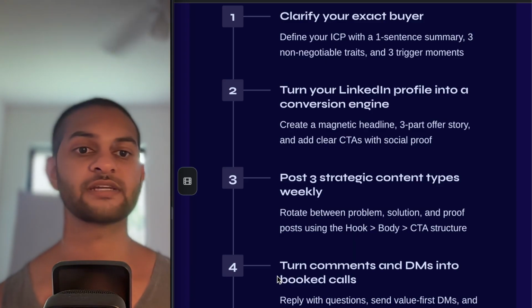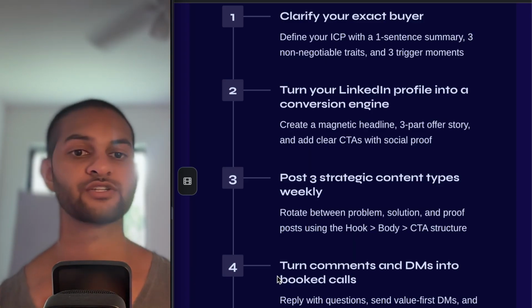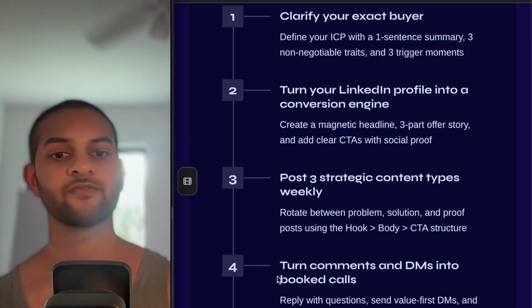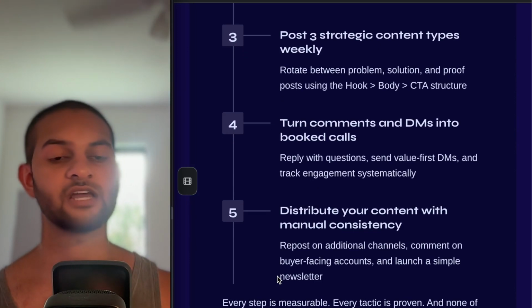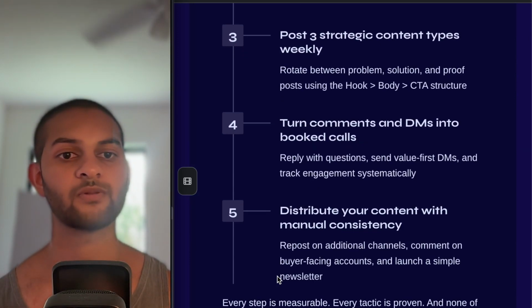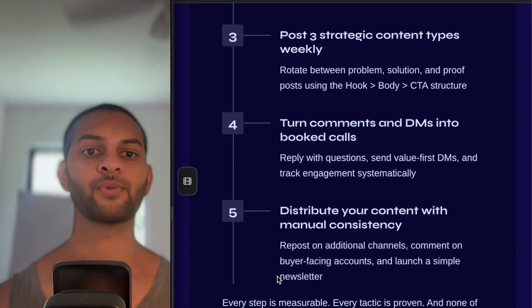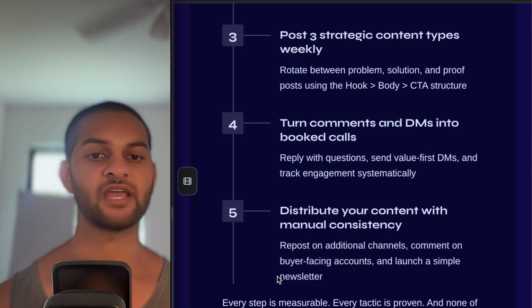Number 2, turn your LinkedIn profile into a conversion engine. Create a magnetic headline, 3-part offer story, and a clear call to action with social proof. For number 3, post 3 strategic content types weekly. Rotate between problem, solution, and proof posts using the hook body CTA structure.